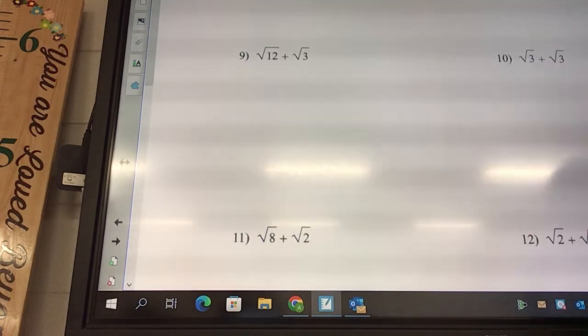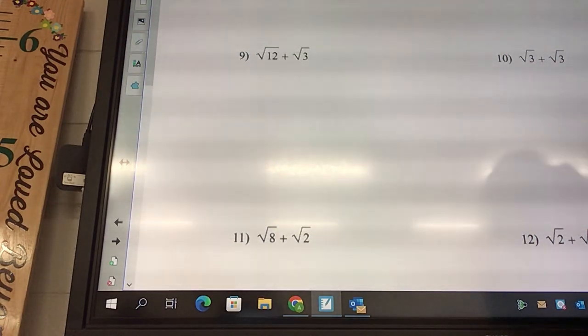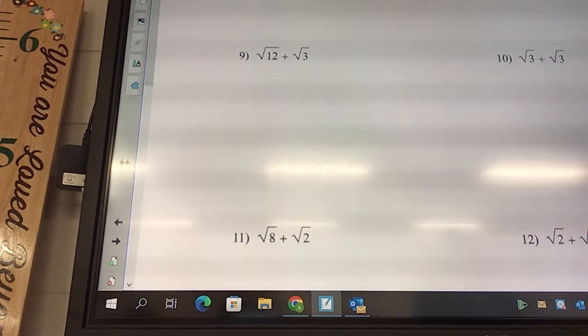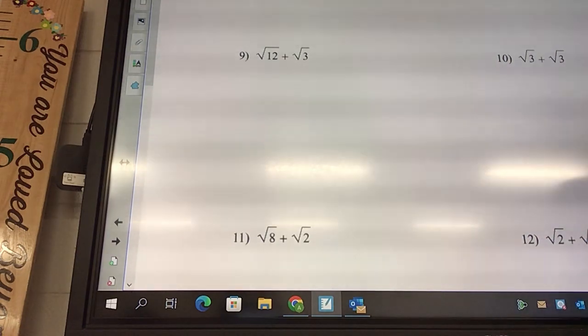Are underneath the same? No. So the way it stands right now, okay, we cannot add that radical together. Okay. However, the 12 can be reduced. Okay, that radical can be simplified.